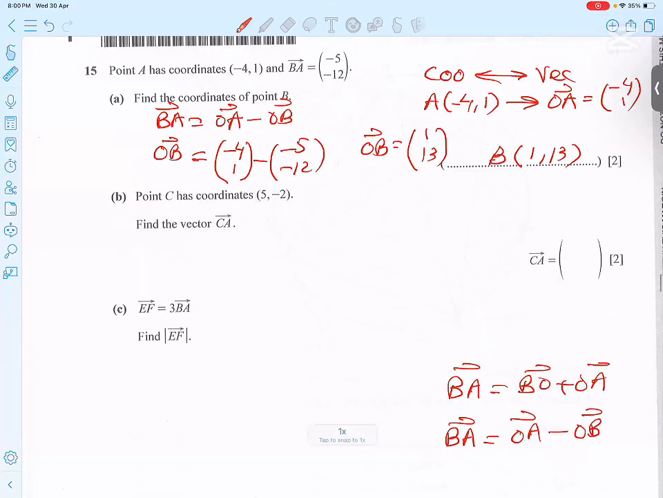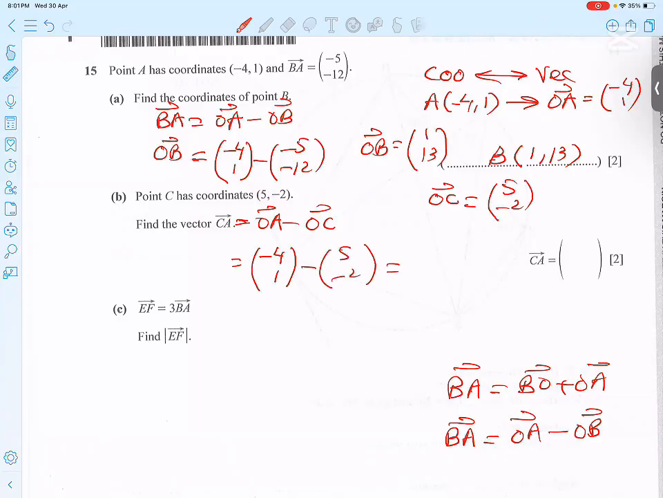He's asking now to find the CA vector. According to this criteria, what is CA? So I can say here OA minus OC. OA we have here given -4 up, 1 down. And what is OC? This is the C coordinate. If we introduce O, so 5 up and -2 down. And if I solve -4, -5, I get -9. Negative, negative, positive 2 plus 1, 3. So I got -9 and 3. So this is my answer number 2.